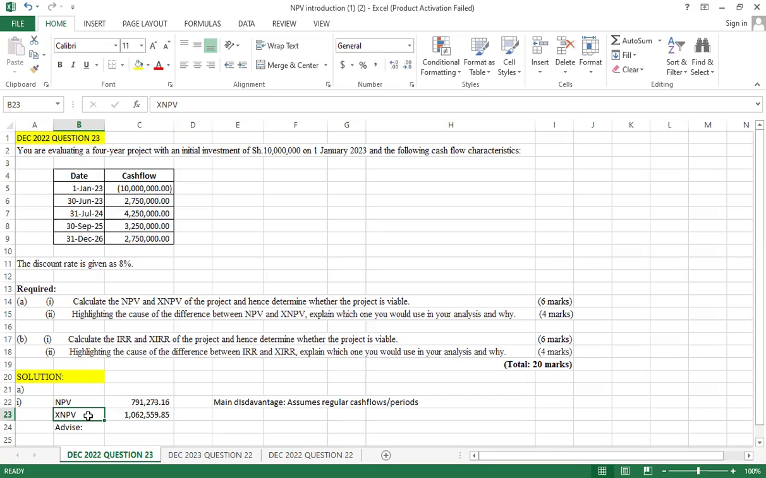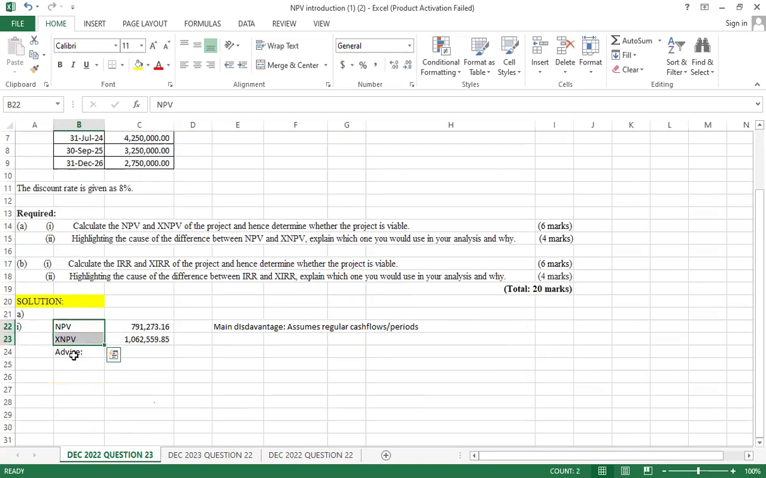All right. Apart from computing the two, the question also says that we determine whether the project is viable, and that is what I am calling advice down here. What is the advice? Is this project viable or not viable?